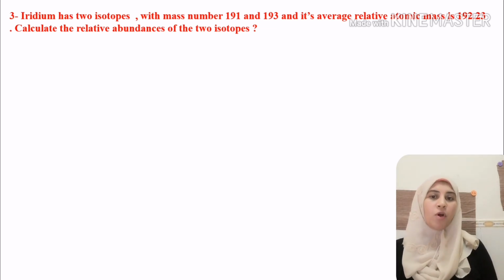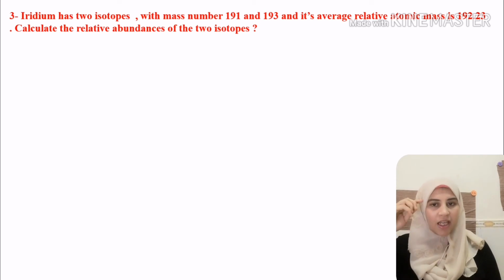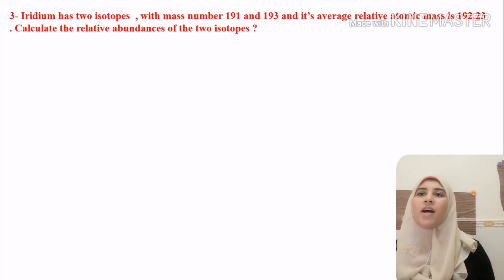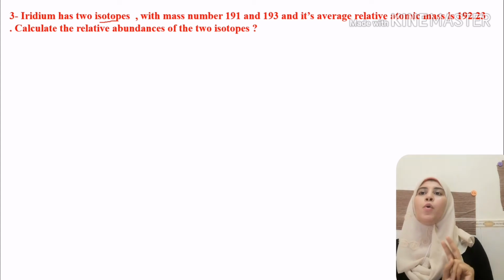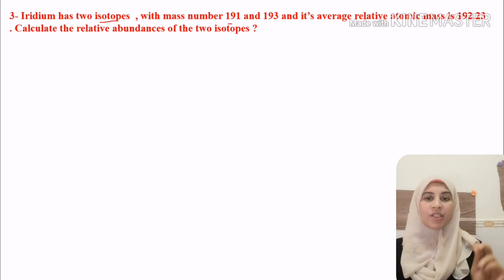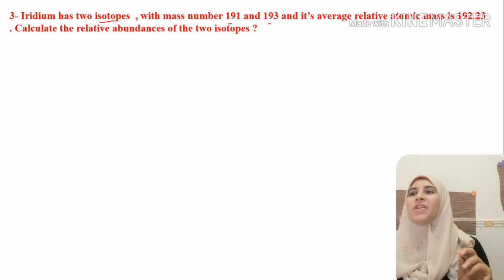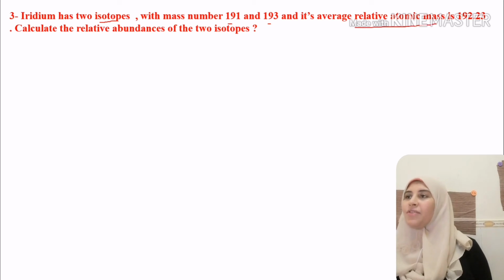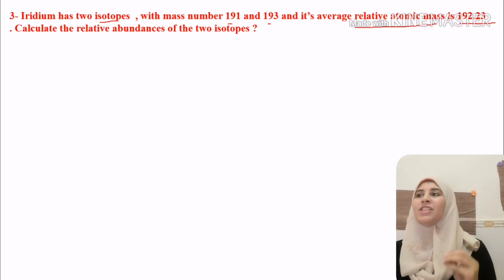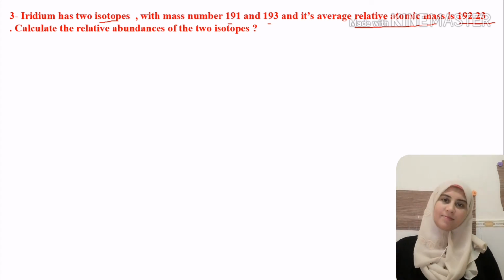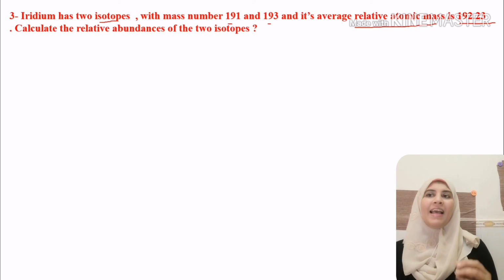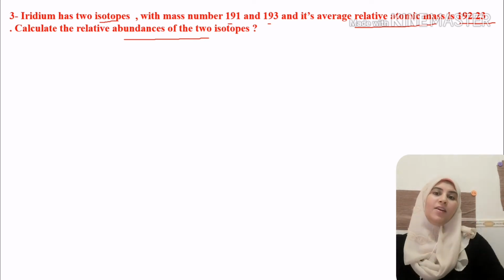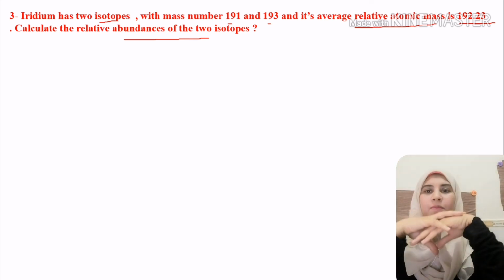If you want to answer the following question, just think and understand my words. Iridium has 2 isotopes, okay, with mass numbers 191, 193, and its average relative atomic mass 192.23. Okay, calculate the relative abundance of the 2 isotopes. We want to calculate the abundance.